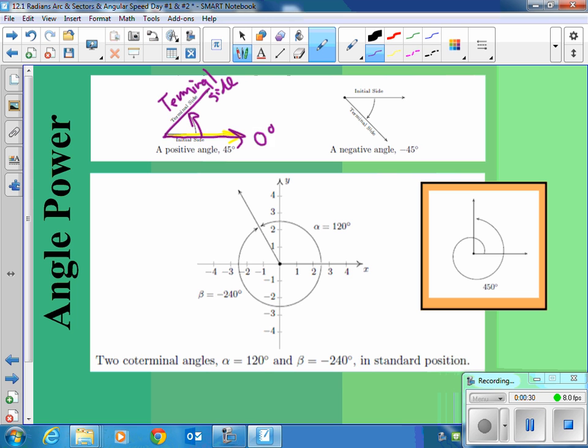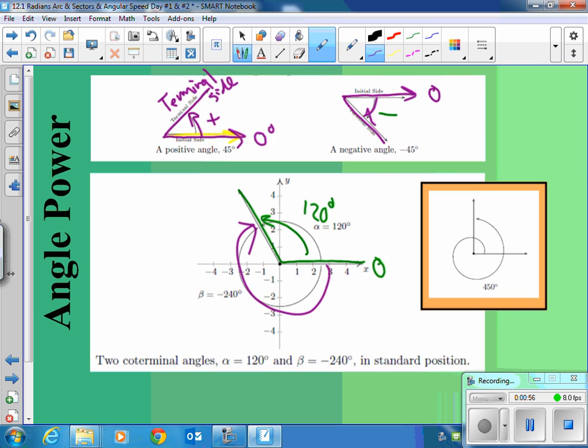If it's a plus direction, you go counterclockwise. If you start at 0 and go the other direction, clockwise, it's considered a negative. So this is negative 45. This is positive 45. So when we're talking about coterminal, we could say, all right, this is 0. This is 120 degrees. But you could also say it's negative what? 240, negative 240 degrees. Those are coterminal.